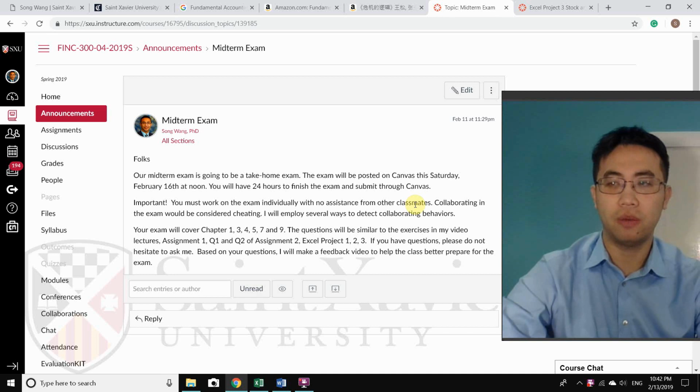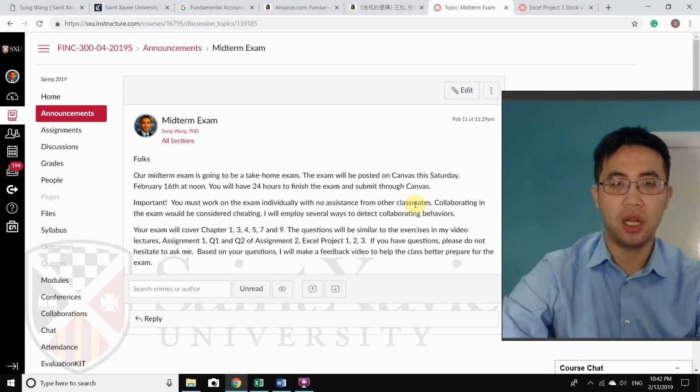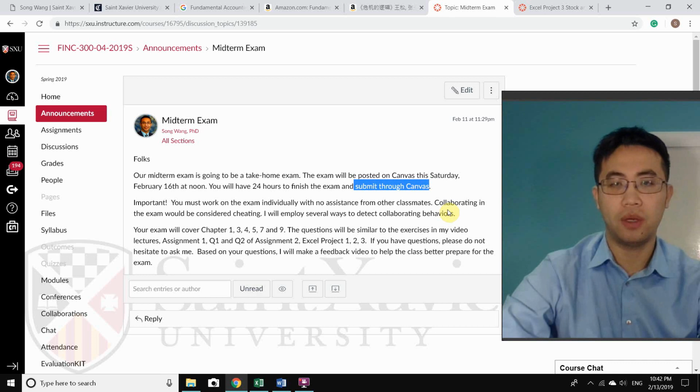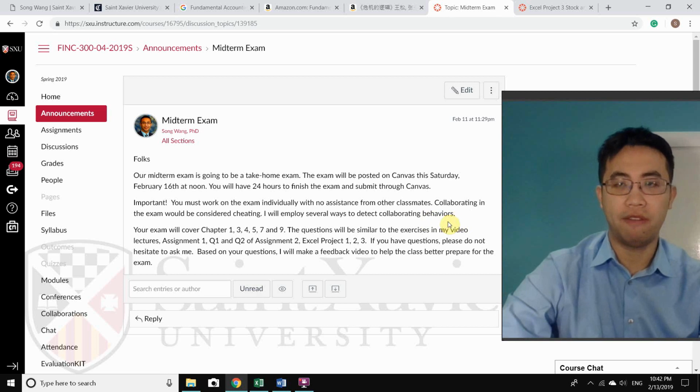I know some of you prefer to work on the assignment and Excel projects together with another person. That is okay. But for your exam, collaboration with the other students is strictly forbidden. You're going to submit your test through Canvas electronically, and there are several ways for me to compare the submissions of different students and see if they have collaborated with each other. There are some techniques I can employ to detect collaborating behaviors. If I find some, that will be solid evidence against you. So the bottom line is: work on the test by yourself.